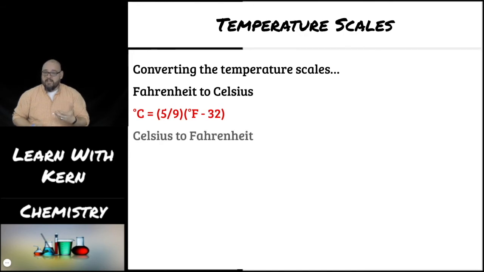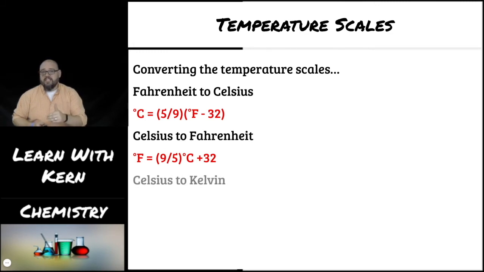If you're going to go from Celsius to Fahrenheit, you're going to do the opposite equation. Your Fahrenheit temperature is going to be 9/5 times your Celsius temperature, and then you add 32. Again, you have to make sure you follow the order of operations. I'm going to do some examples of these in a few minutes. Then Celsius to Kelvin. If I want to convert from Celsius to Kelvin, which is what we're going to do a lot because oftentimes we measure our temperatures in Celsius but need to use them in kelvins, it's pretty simple.